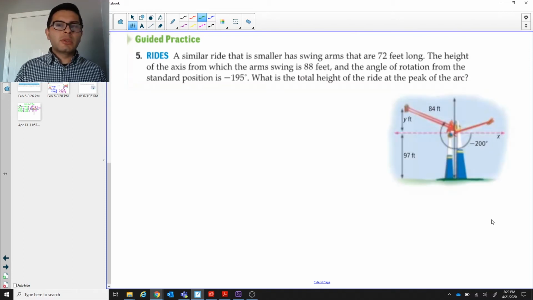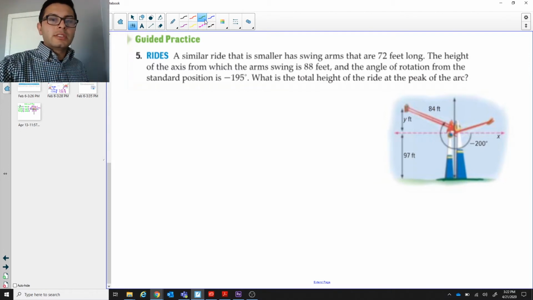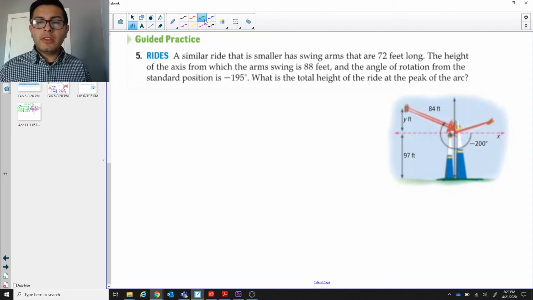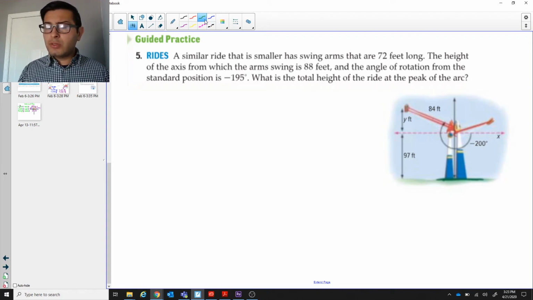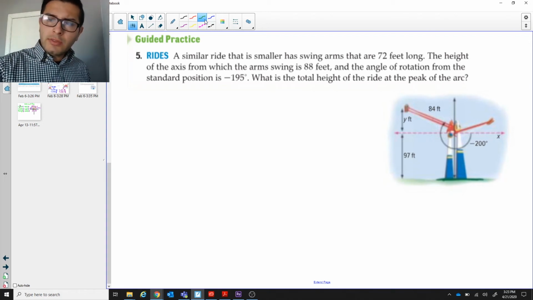Now, the first thing I'm going to do is use the picture that we used before. The only difference is that we're going to replace some of these values. Let's see what we have to replace. A similar ride that is smaller has swing arms that are 72 feet long. So instead of saying 84 feet, we're going to say 72 feet.